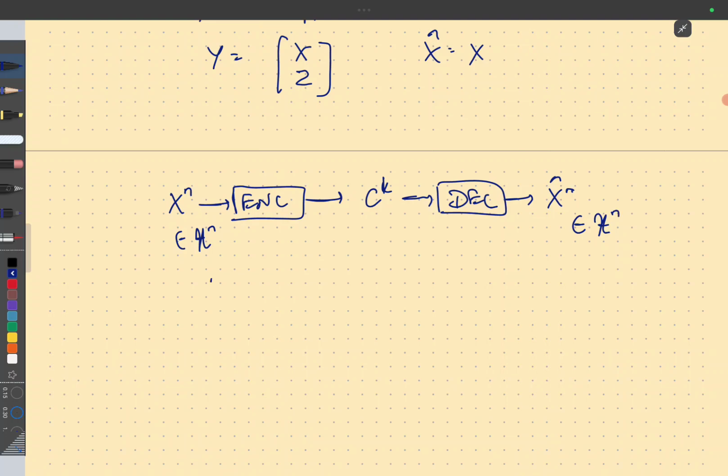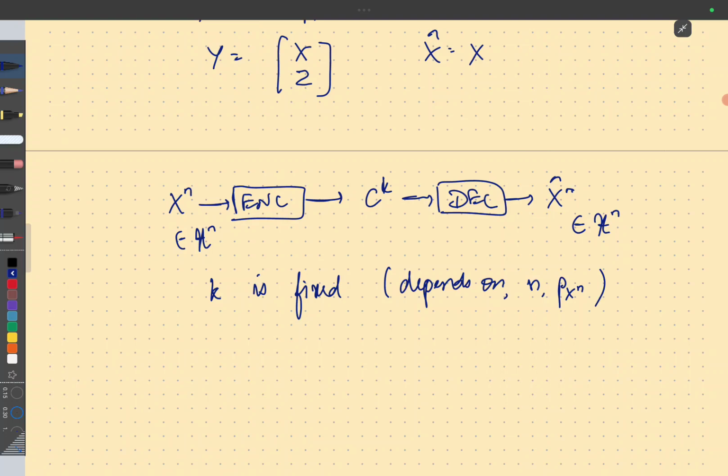Okay, so now k is fixed. It depends on n, it can depend on pxn, but it is independent of the realization of xn. So for two different input sequences, the value of k cannot change. It has to be fixed length.